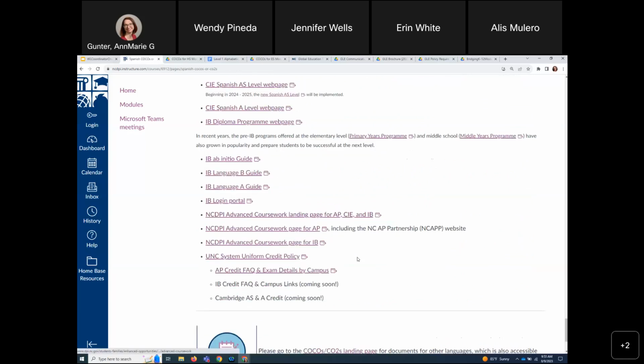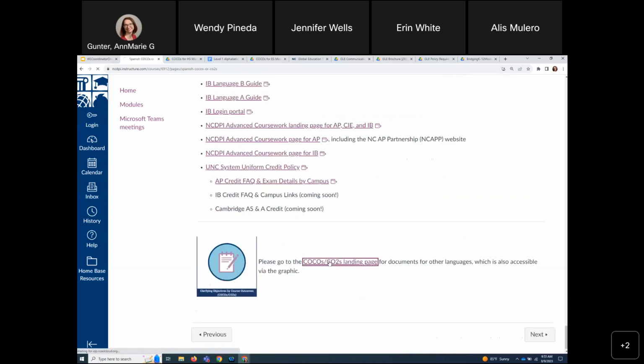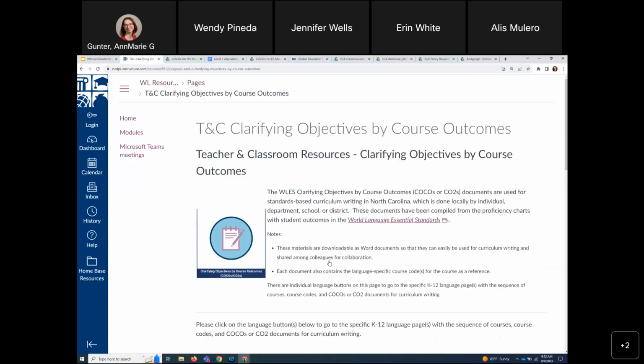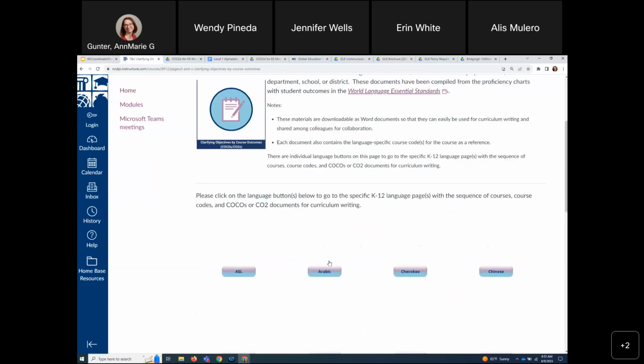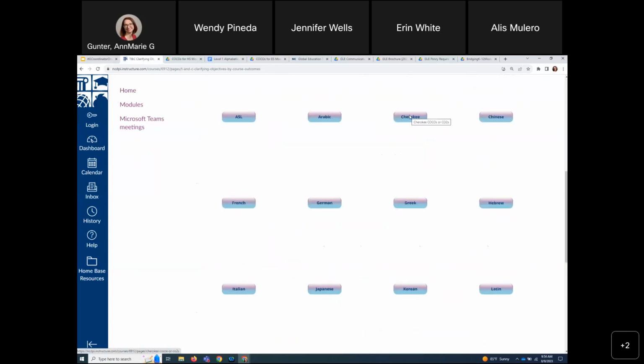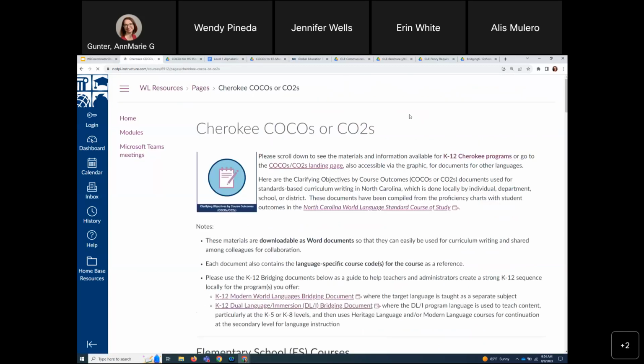And at the end of each page, you can go back to the COCOs landing page if you want to choose a different language. So I saw that we had Cherokee and Japanese. Cherokee is actually a revitalization program in our state. But again, the Cherokee K-12 page looks much the same as the others.